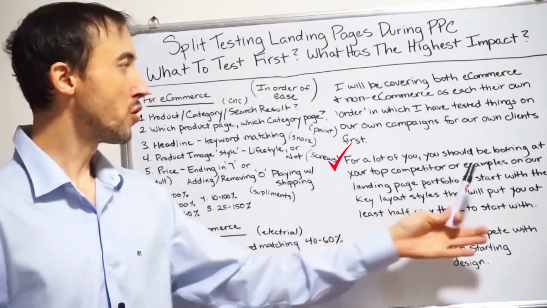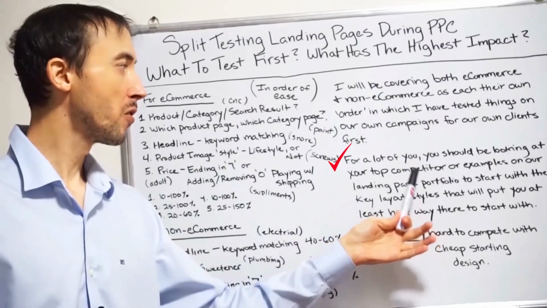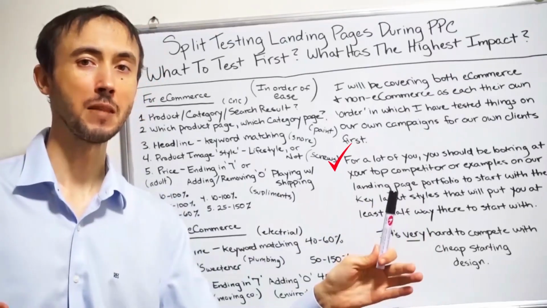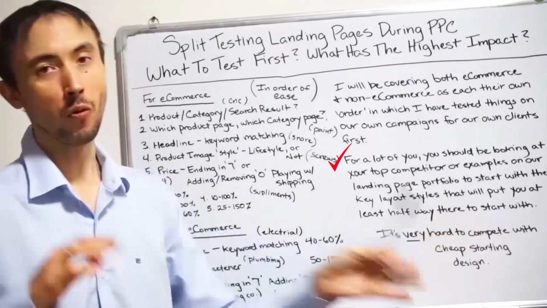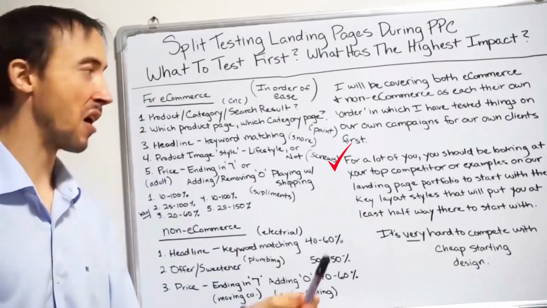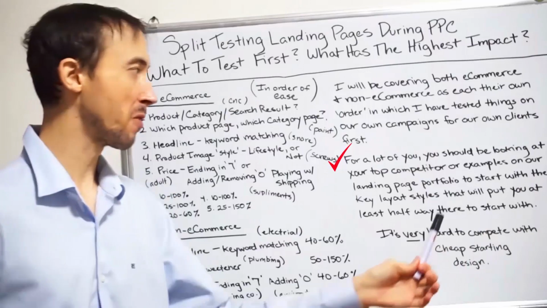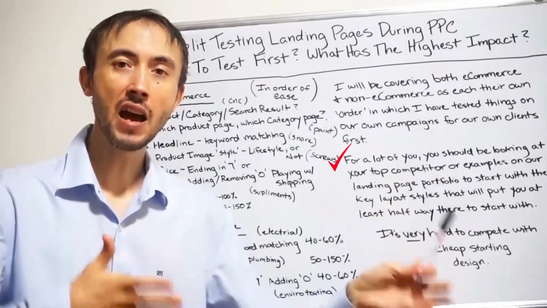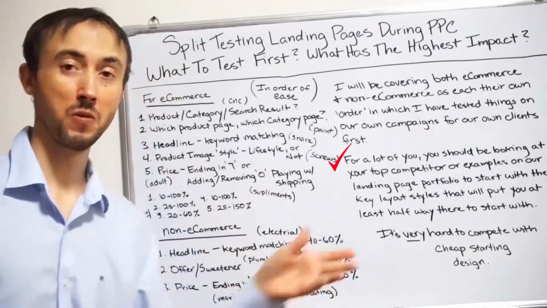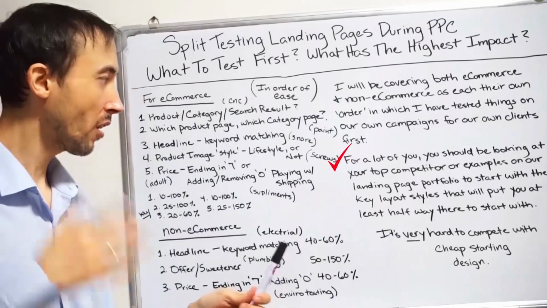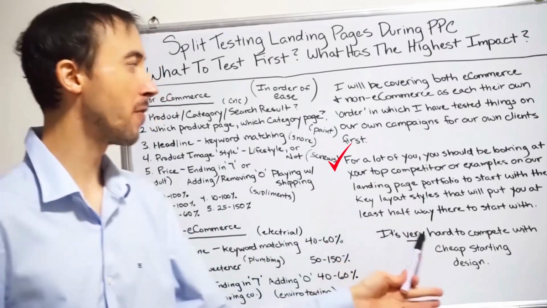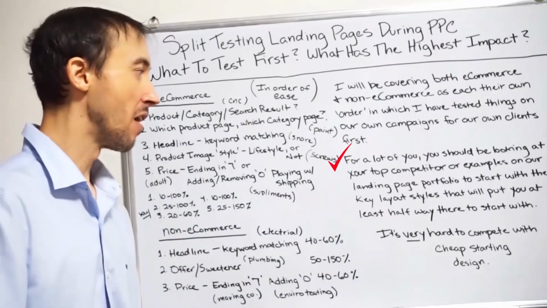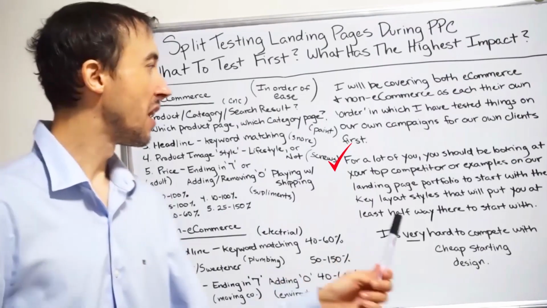For a lot of you, you should be looking at your top competitor or examples of how landing pages are set up on our landing page portfolio at guaranteedppc.com to start with, before you run any kind of split test at all. This isn't a pitch, by the way, this is practical advice. I'd want this advice if I were starting out. To see the key landing page styles that normally work for an e-commerce versus a non-e-commerce brand that's running PPC will put you at least half of the way there to making millions of dollars from your PPC ad campaigns.